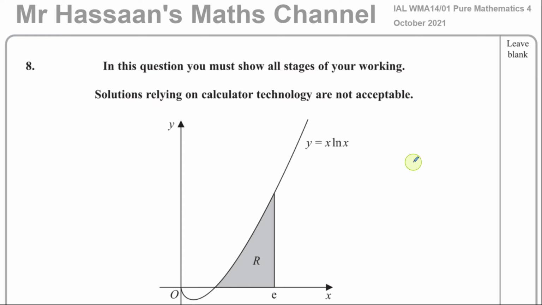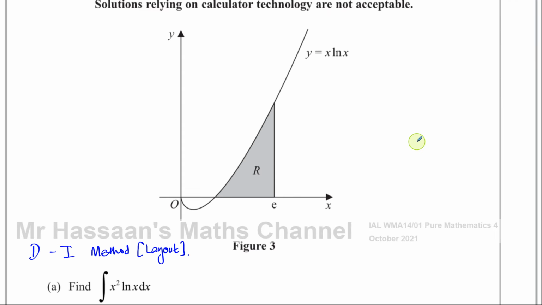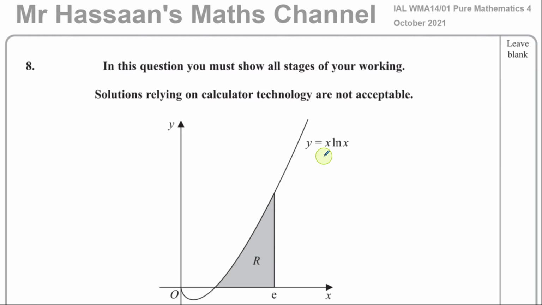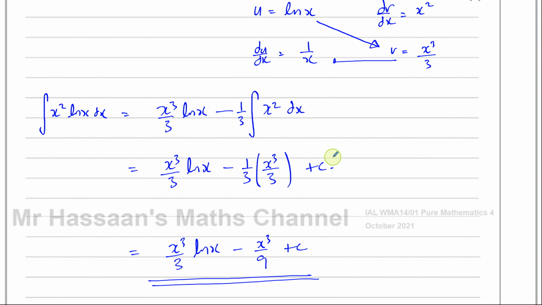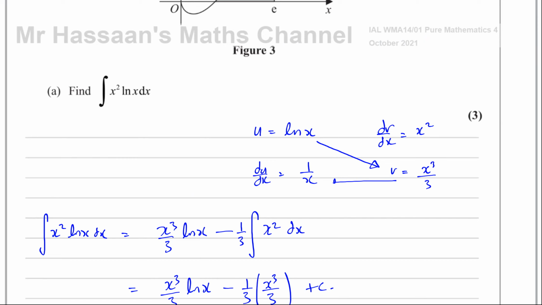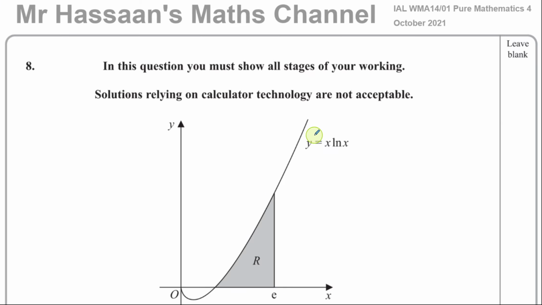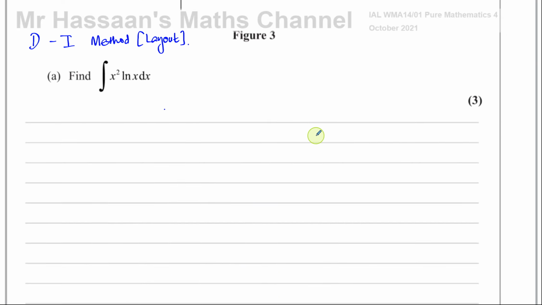I'm answering a question here from the October 2021 Pure Mathematics 4 International A-Level Edexcel exam. I've actually answered this question some years back using the traditional integration by parts method. I'm going to go through it again because one student in particular has asked me to use the DI method for this and show how that works.